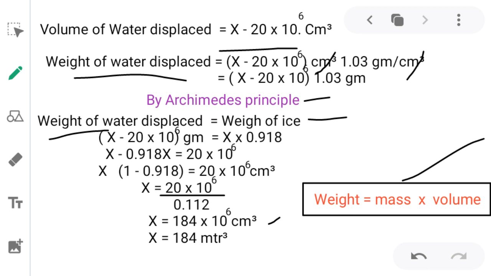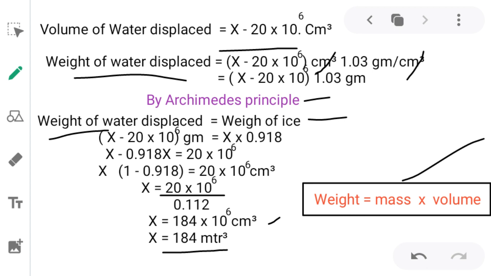That means 10 to the power of 6 centimeter cube can be converted into 184 meter cube. This is the total volume of the iceberg. Out of this total volume, 20 meter cube floats above the water and 164 meter cube sinks under the water.